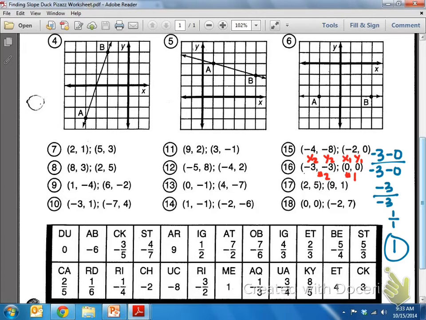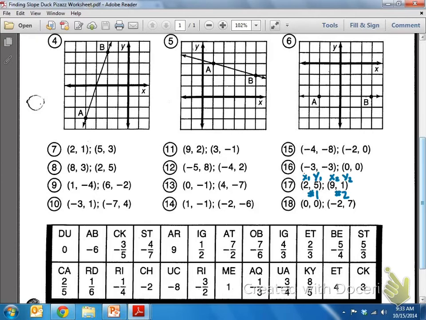All right, for number 17, let's label 2, 5 as point 1 and 9, 1 as point 2. Label the numbers appropriately, and let's plug it in. So it's 1 minus 5, y2 minus y1, over 9 minus 2, which is x2 minus x1. 1 minus 5 is negative 4, over 9 minus 2, which is 7. And a negative over a positive is a negative, so the negative stays. And 4 over 7 I can't reduce, so that's my final answer.